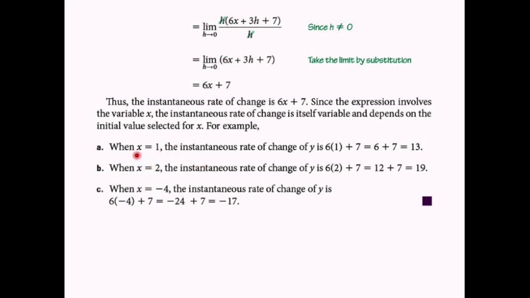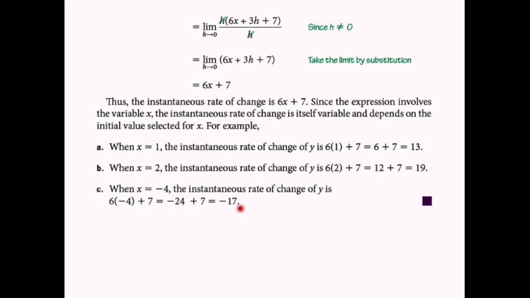So if I want to find the instantaneous change at x equals 1, I would plug in 1 here for x and I would get 13. If I want to find the instantaneous rate of change at 2, I would plug 2 in here and I would get 19. If I want to find the instantaneous rate of change at x equals -4, then I would plug in -4 here and I would get out -17.